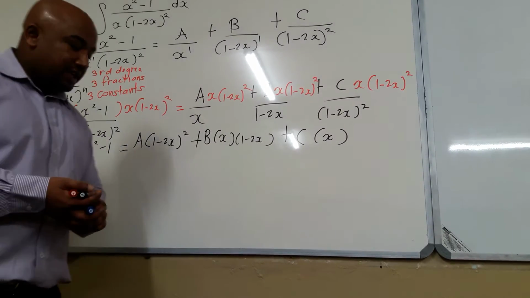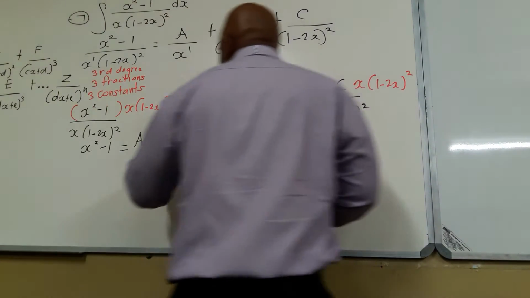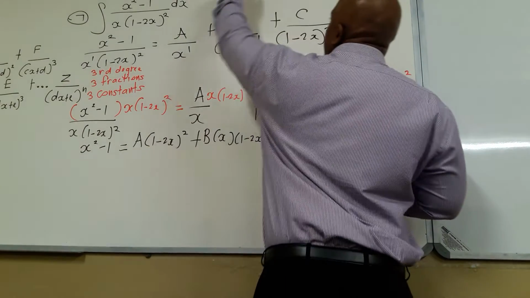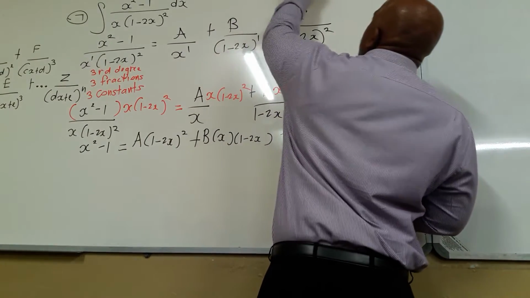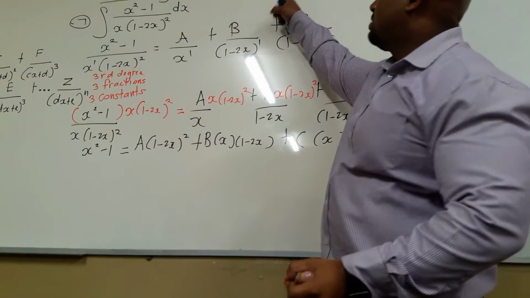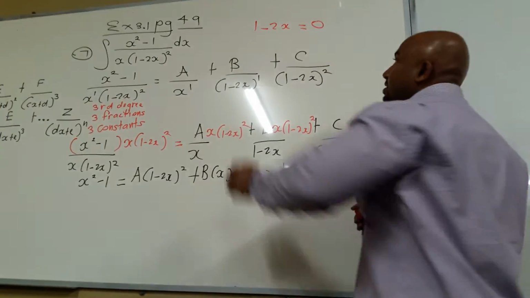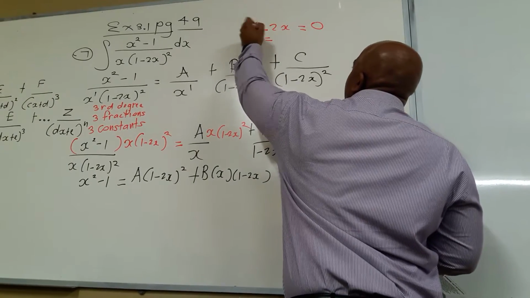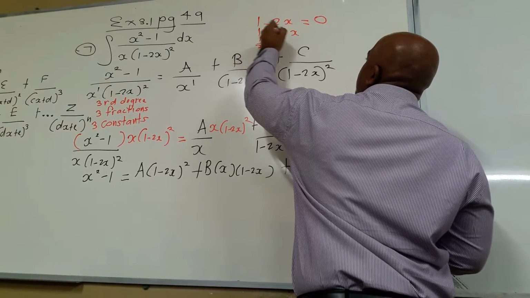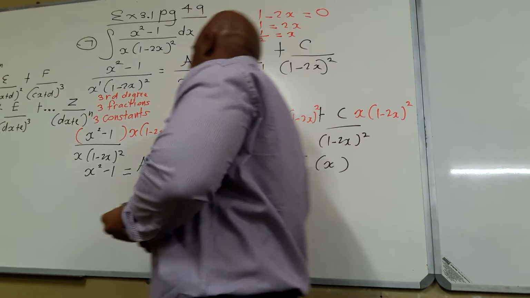So how are these people getting it? All they did was, here it's clear, you can see 0 times anything will be 0. But here, can 1 minus 2x equal 0? Yes, it can. What is the value of x that will result in a 0? All you do is solve for x. 1 is equal to 2x, so 1 over 2 is equal to x.